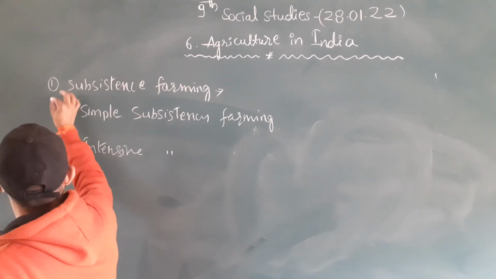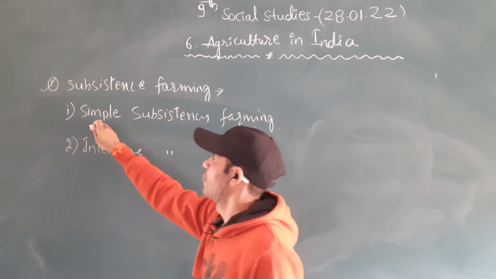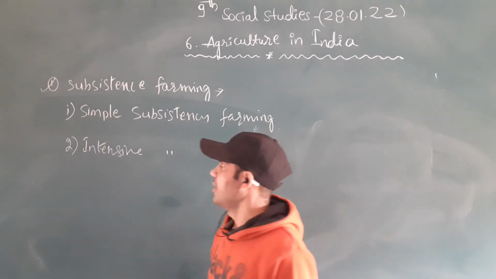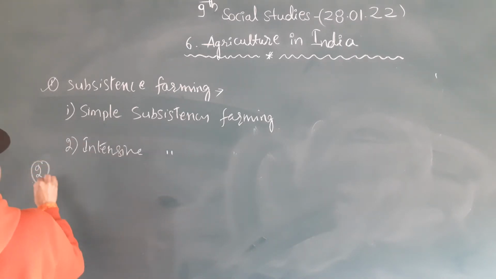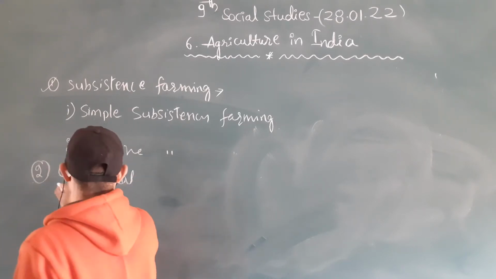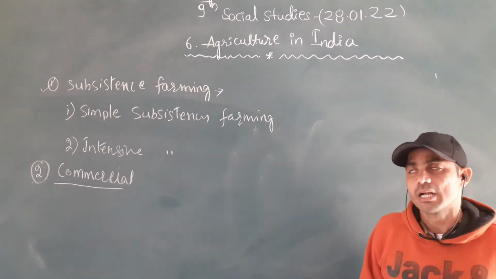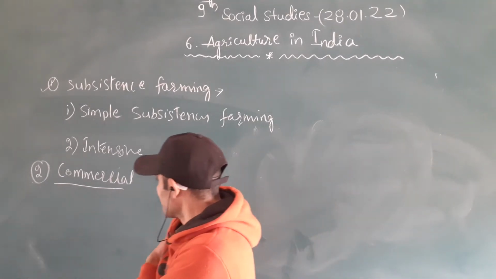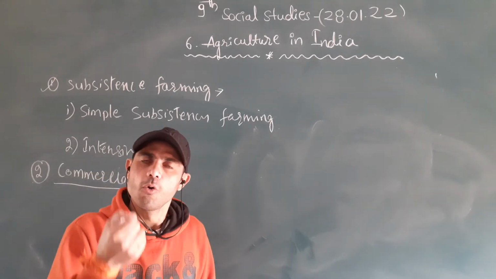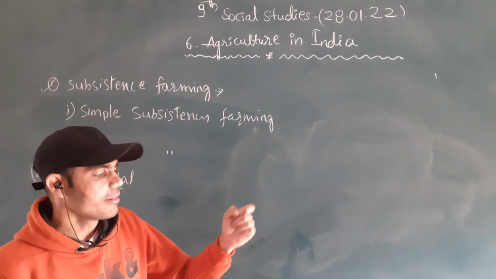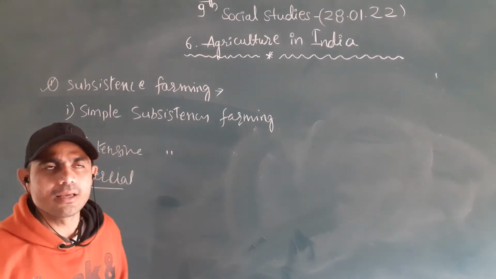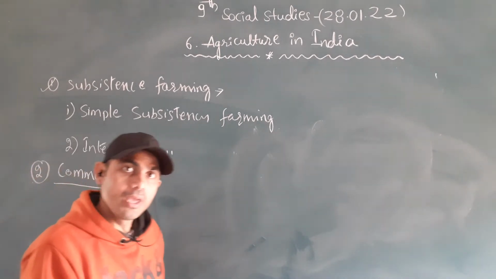And the first one is the subsistence farming, the simple subsistence farming and the intensive subsistence farming, right? And when it comes to the second one, the commercial farming. The commercial farming, the high yielding commercial farming, they grow more crops, right? They use chemicals, and they want to increase the capacity of the productivity of the crops by using the chemicals.